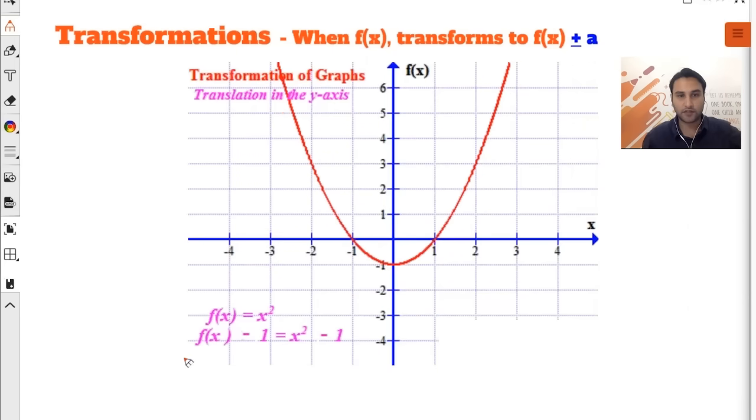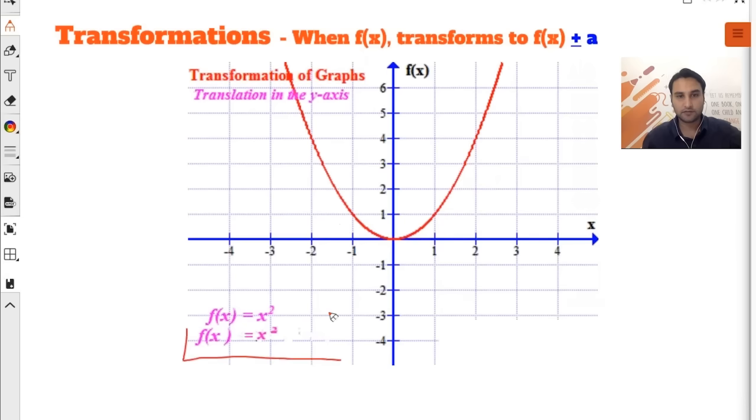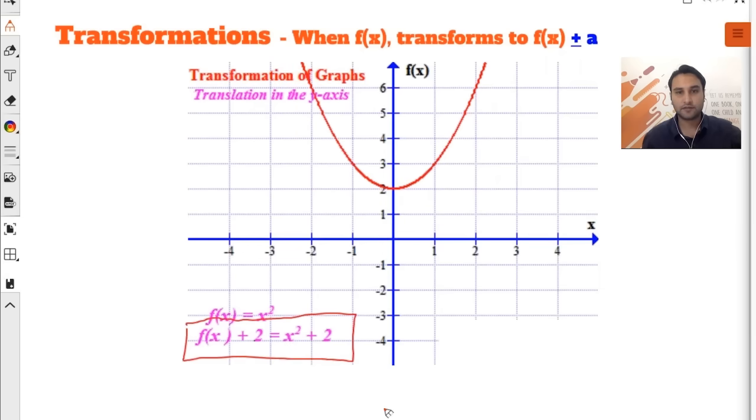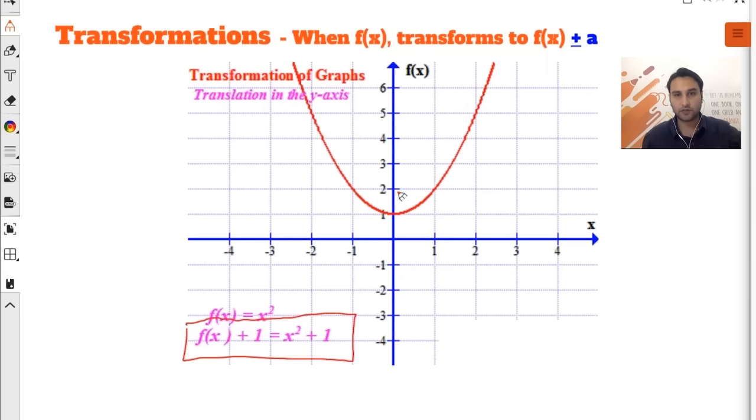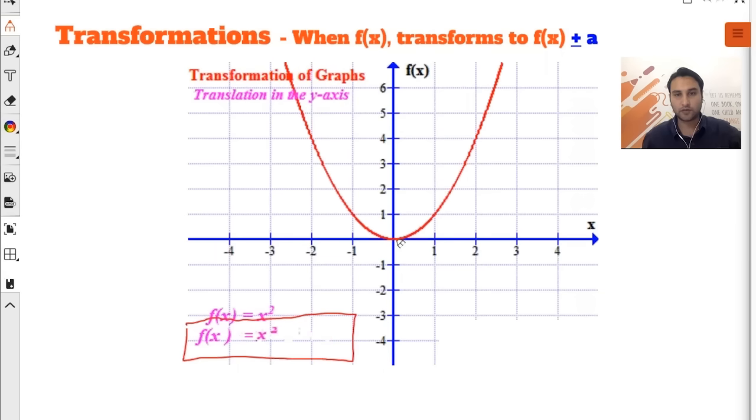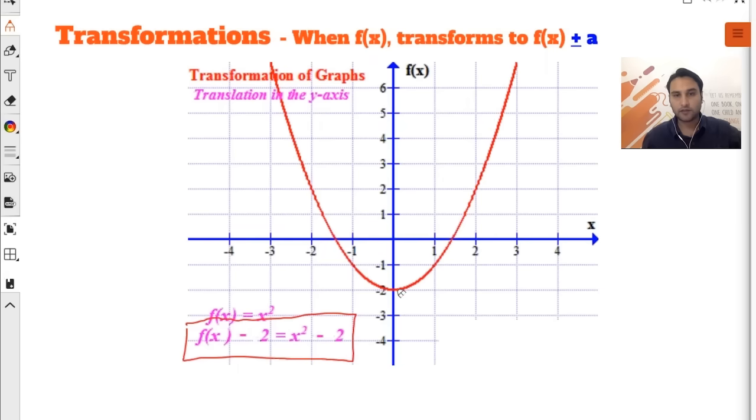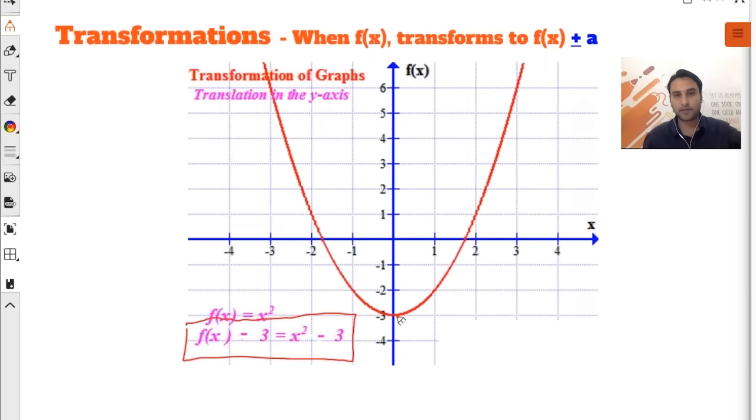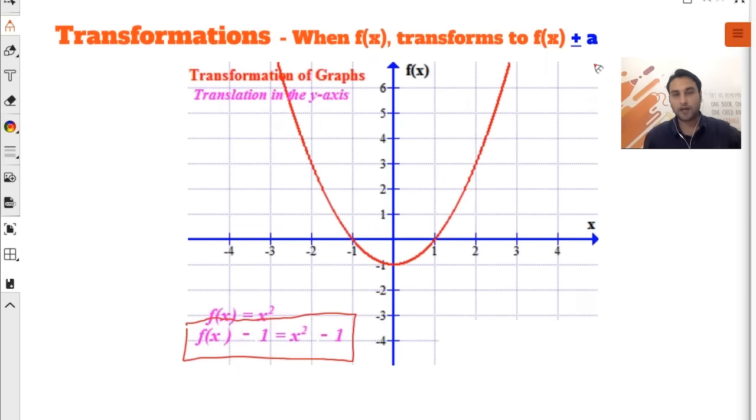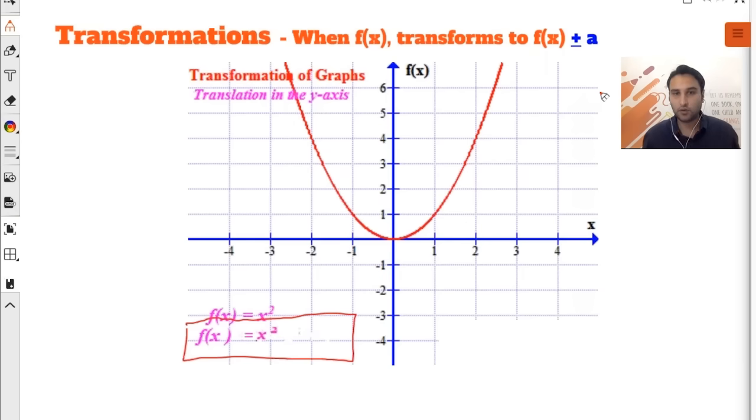So this is what we have done. See, just look at it here. X square plus 3, it has gone up by 3. X square plus 2, x square plus 1, x square minus 1, x square minus 2, x square minus 3. Up and down, vertical transformation. Cool? Chalo.